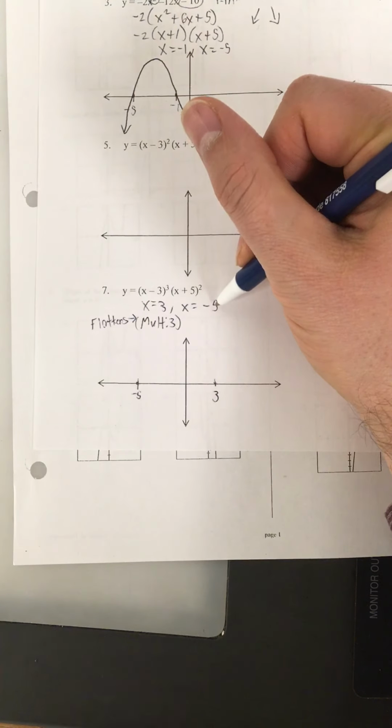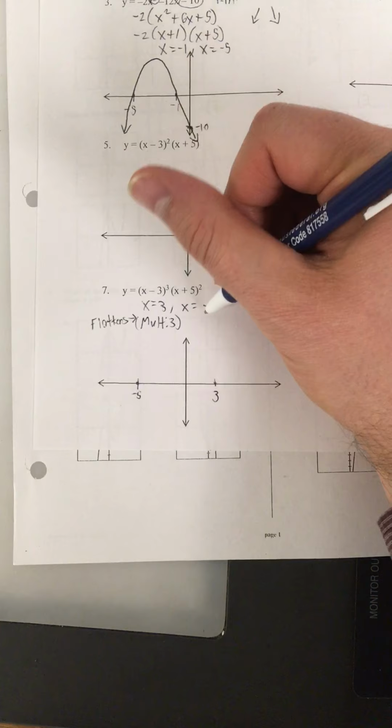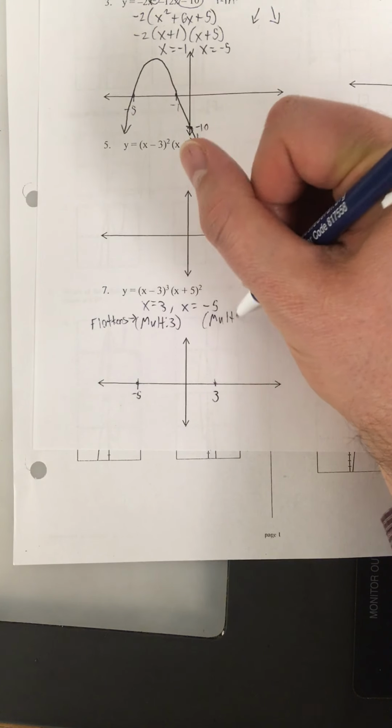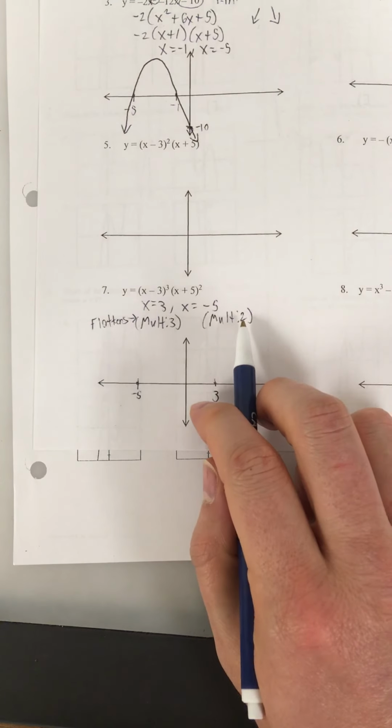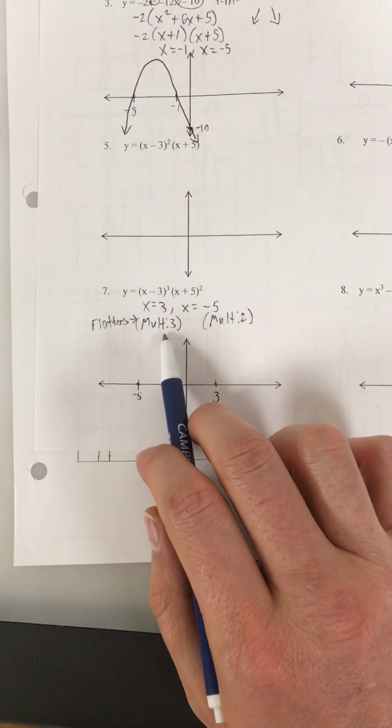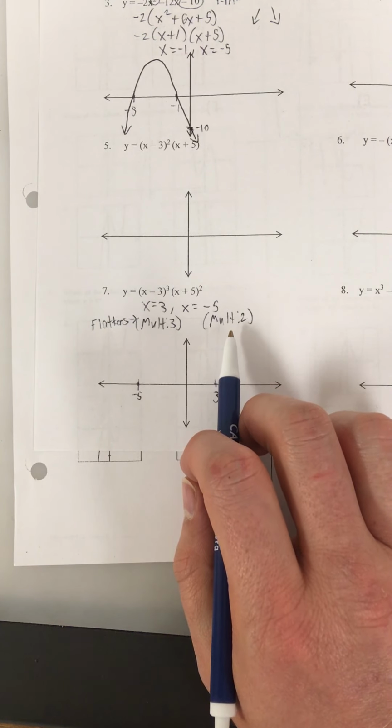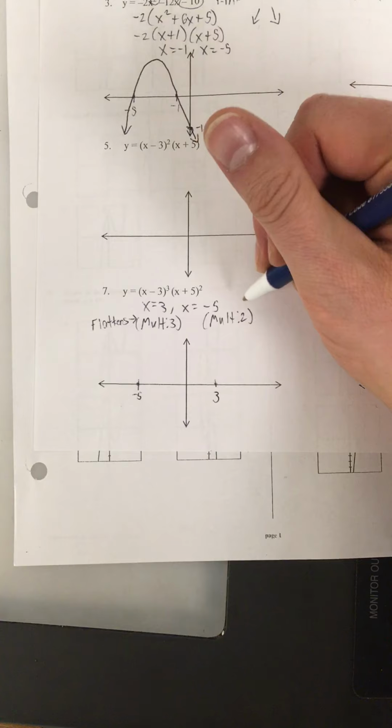Now, how many times did I get negative 5? 2 times. That's a multiplicity of 2. That's even multiplicity. Odd multiplicity, it flattens out. What happens if it's even multiplicity? Even multiplicity, it's going to bounce.